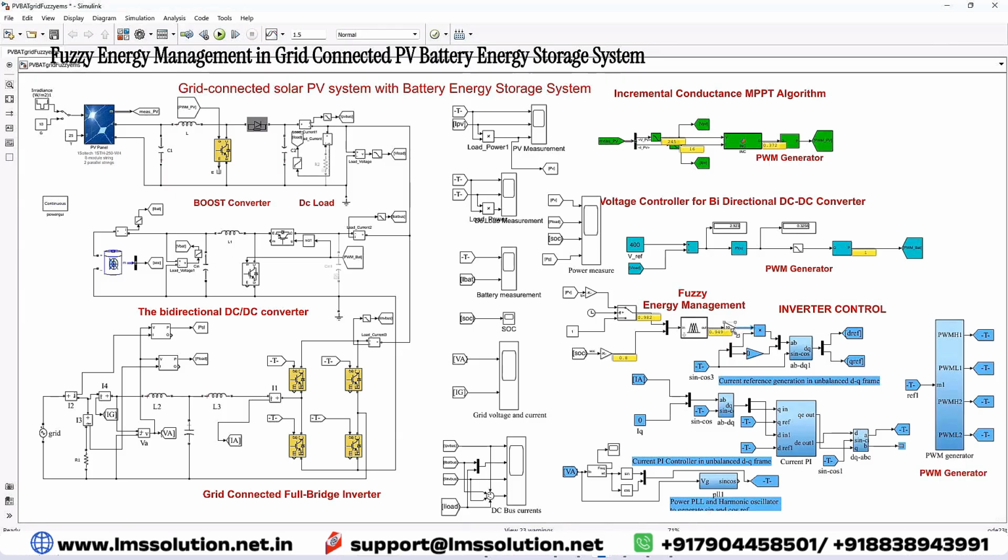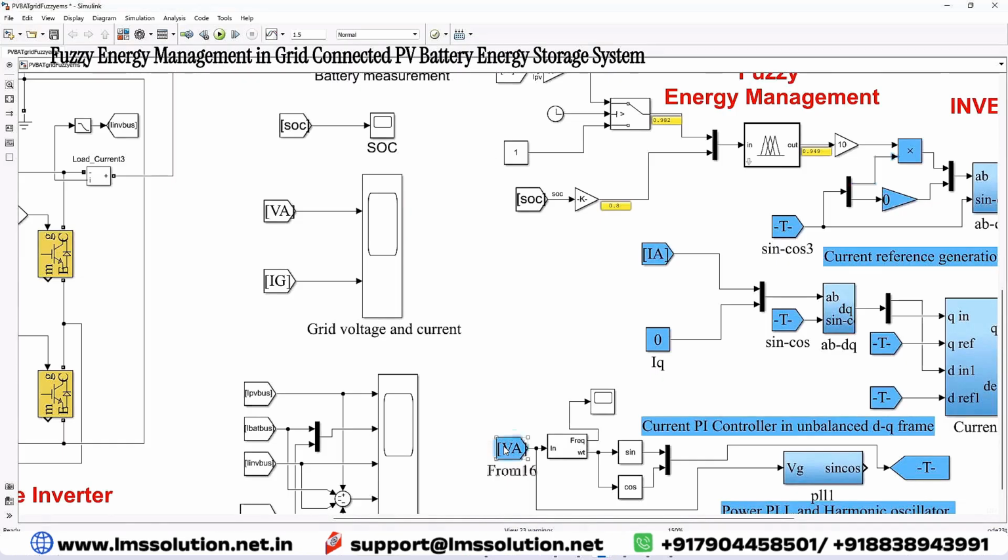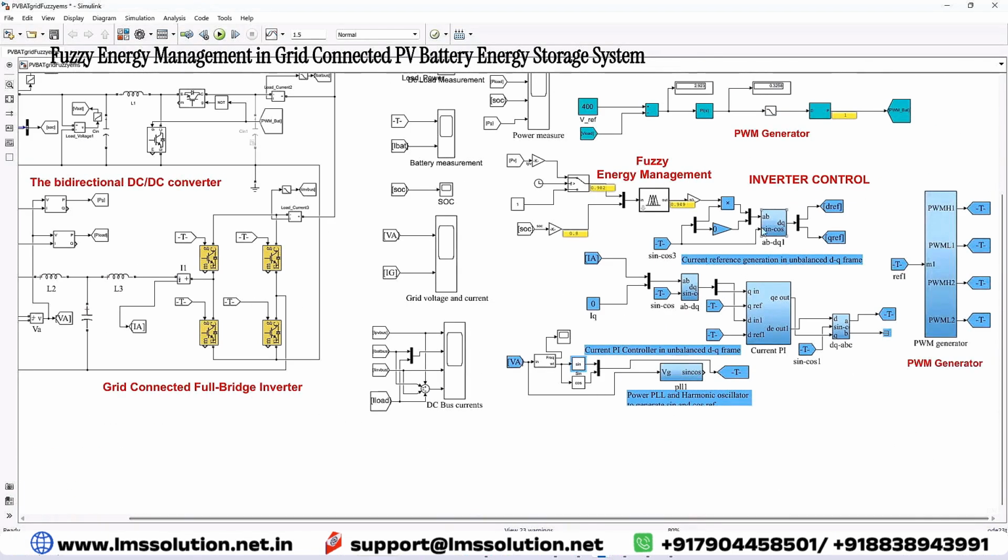This I reference is in DC form. We need to convert it to AC form by multiplying it with a sinusoidal. The sinusoidal waveform is generated by measuring the grid voltage and processing it with the PLL. It generates omega t, and with the sine we get the sine wave. After multiplying by the sine wave, you have to convert ABC to DQ form. Here we get the D reference and Q reference.